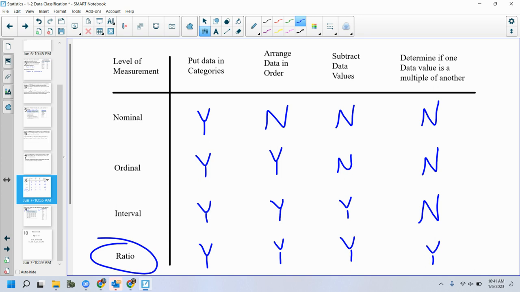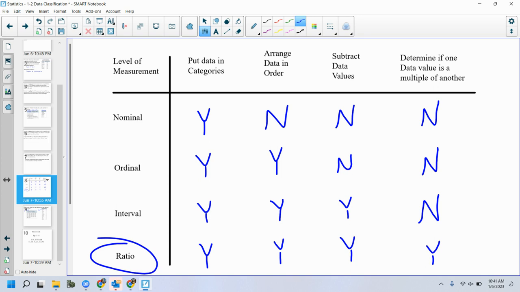But I can take that and I can say, well, different categories mean different things, right? And I can arrange them. I can put them in order. I can subtract the values, and it makes sense. Right? This many more people said 0 to 5 than this many more people said 5 to 10, right? And I can use that data to determine multiples of one another as well if I really wanted to.